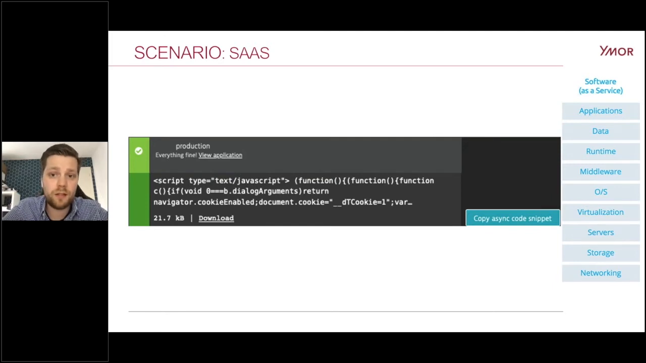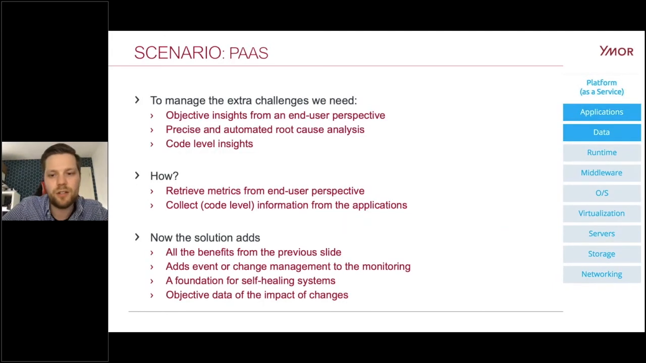So let's move on to the PaaS scenario. We have some additional challenges here because we manage more building blocks. Right now, the application and the data building block are within our responsibility. In order to guarantee the quality of the platform, we need additional insights. As in the SaaS environment, we still require objective insights on end user perspective because it's still all about our users. How are they experiencing the performance? Additionally, we require precise and automated root cause analysis to keep the operational efficiency on a healthy level. We don't want to look for problems ourselves. We want to make sure that the tool that we are using is actually telling us where we can find issues.